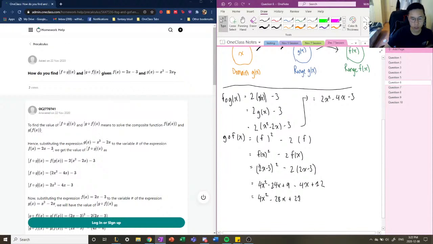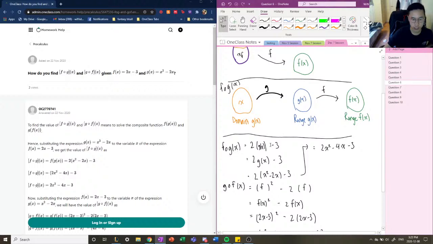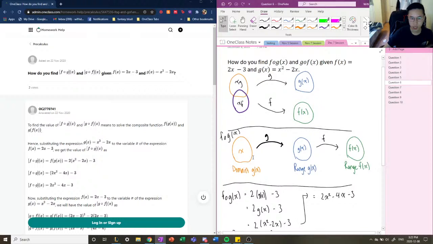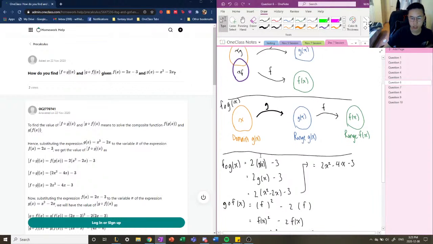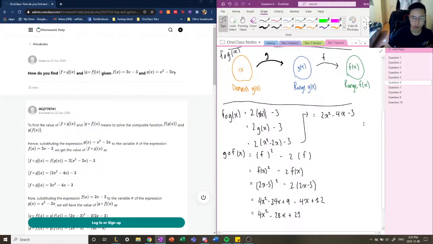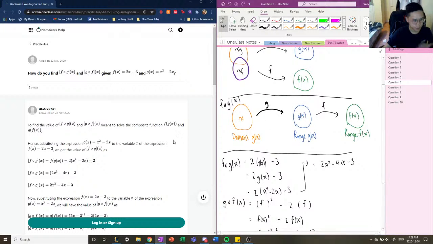Last thing to note, the domain of f of g of x is going to be the domain of g of x, and the range is going to be the valid values of f of g of x at the end. That might exclude some values that are defined independently for g of x, but when you do f of g of x, they're not defined anymore. We'll be covering that a little bit further as we go along. But for now, we can move along.